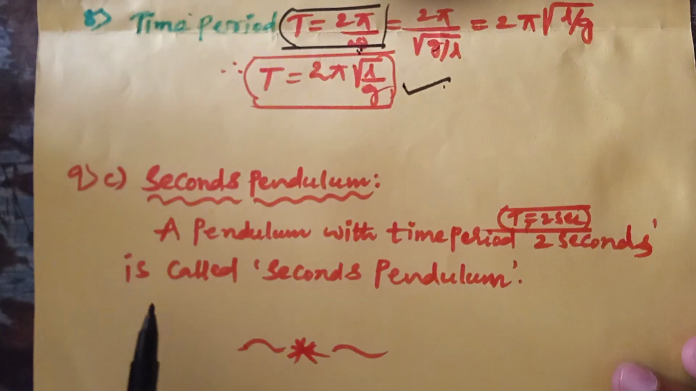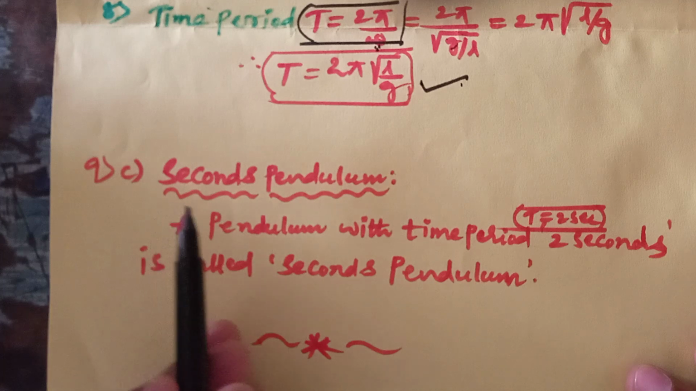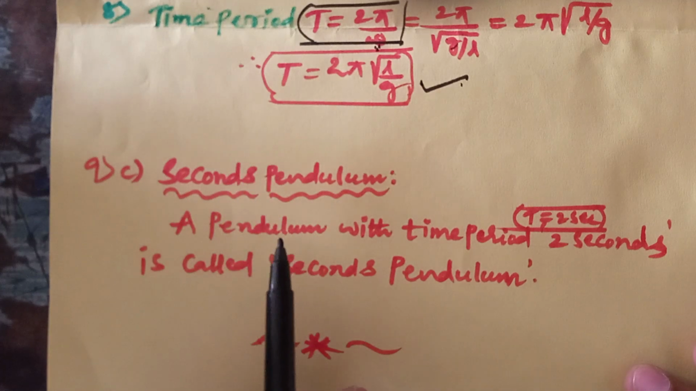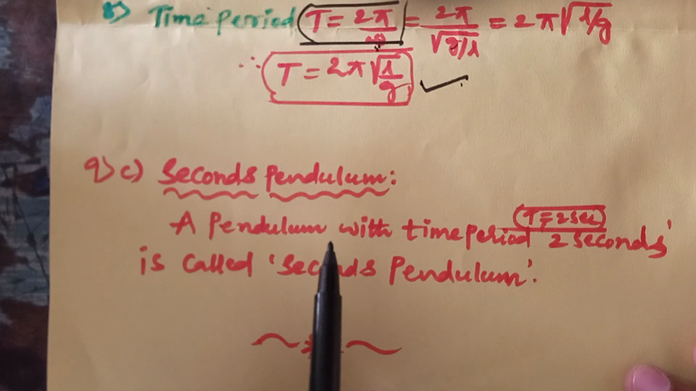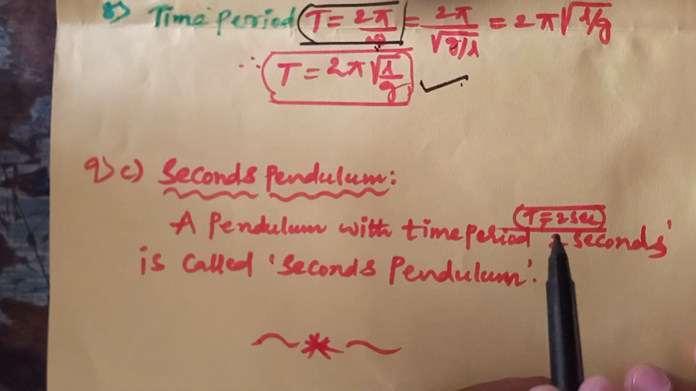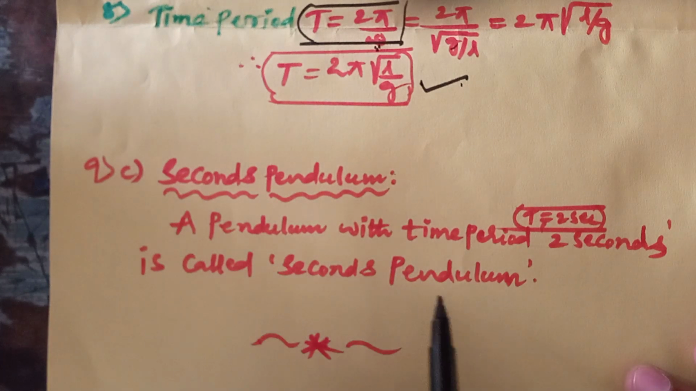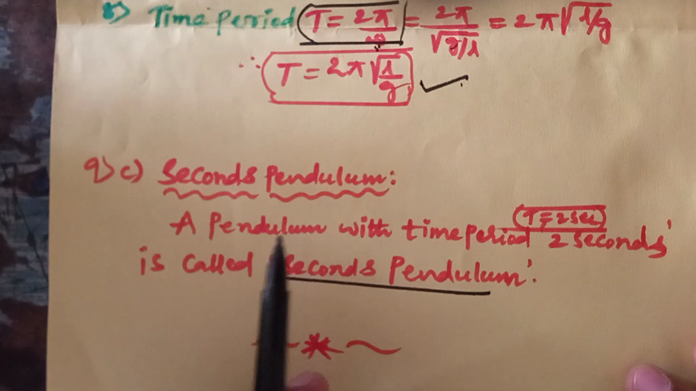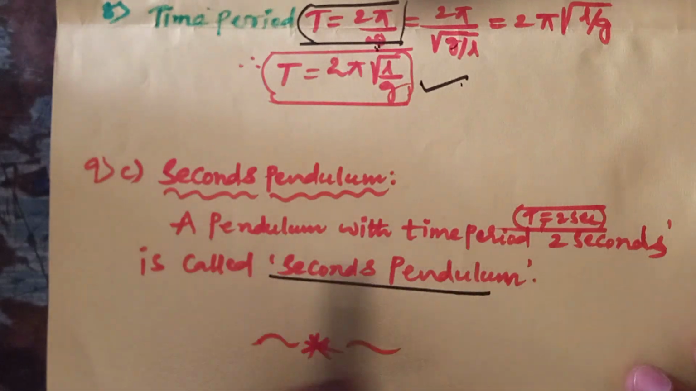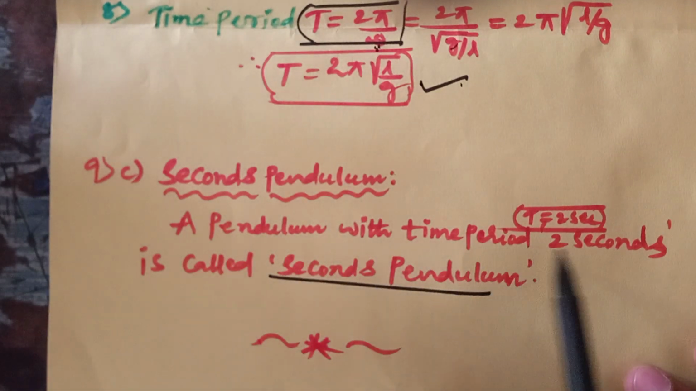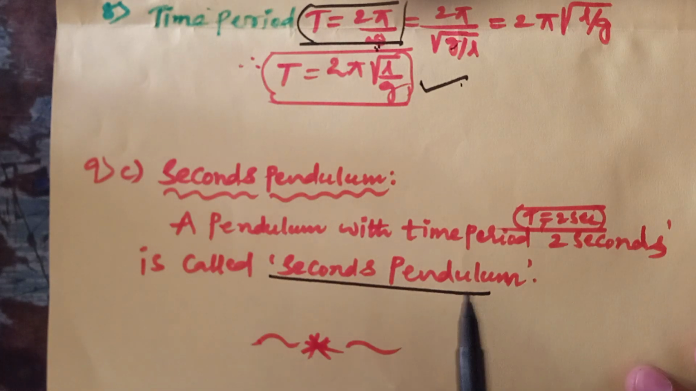Finally, the seconds pendulum. What is a seconds pendulum? A simple pendulum with time period T equal to 2 seconds is called a seconds pendulum. That is, the time taken by the pendulum to complete one full oscillation is T equal to 2 seconds. That is called a seconds pendulum.